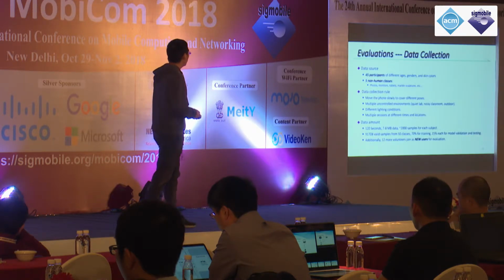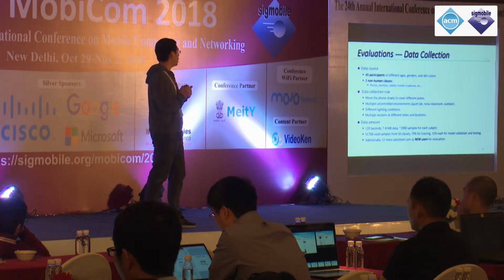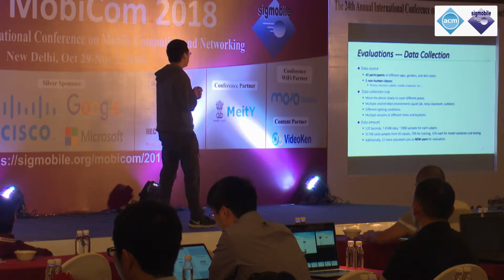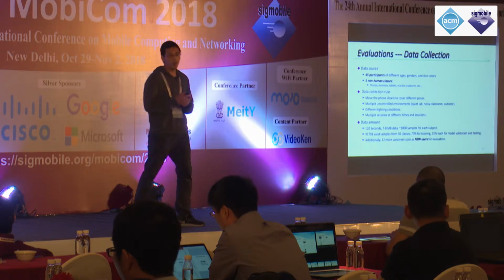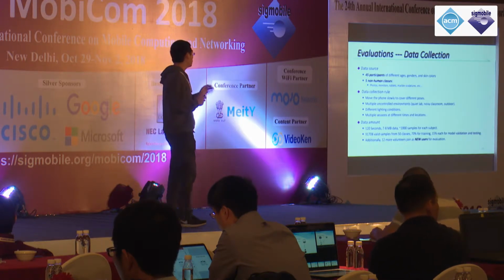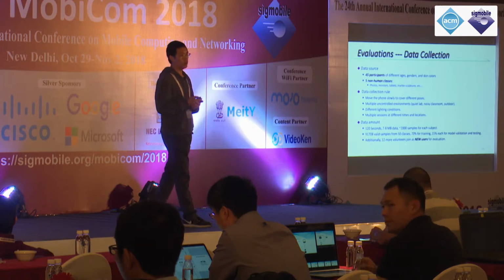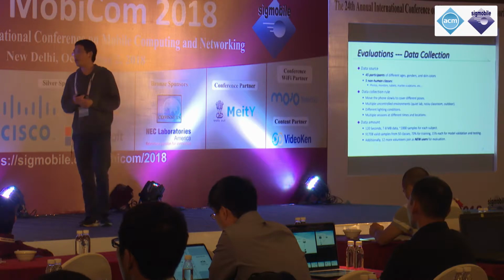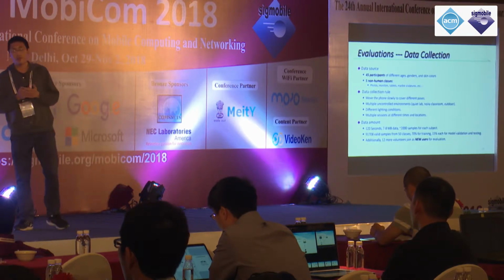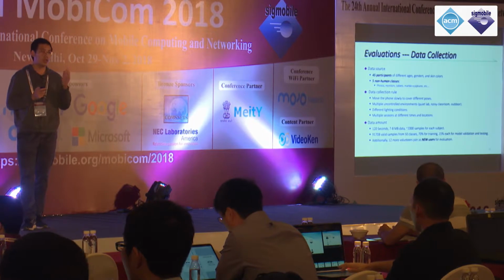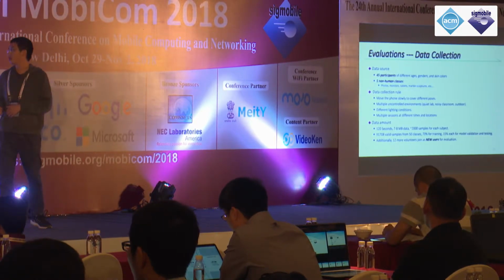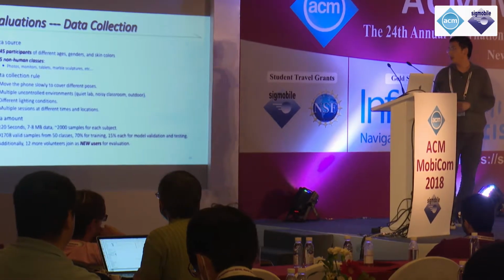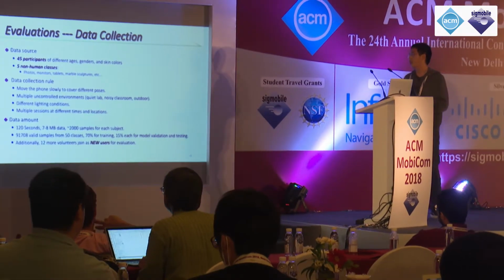And so this is our data collection. We collected 45 users from different ages, genders, and skin colors. And also we have non-human objects, such as photos or monitors, smartphones, or even sculptures. For the data collection, we encourage the user to move the phone slowly in front of their face to collect sufficient data. And additionally, we invited 12 volunteers to join as new users for evaluation.